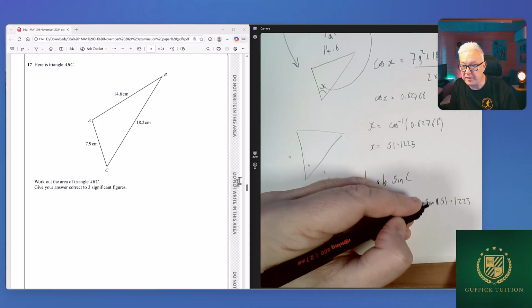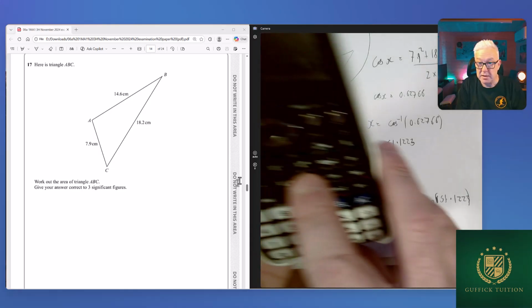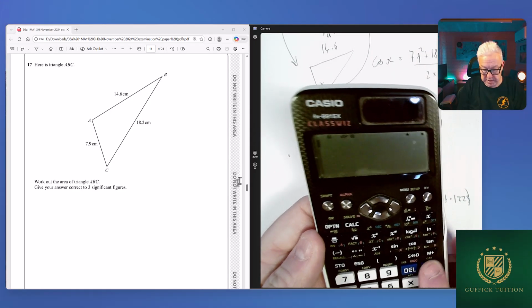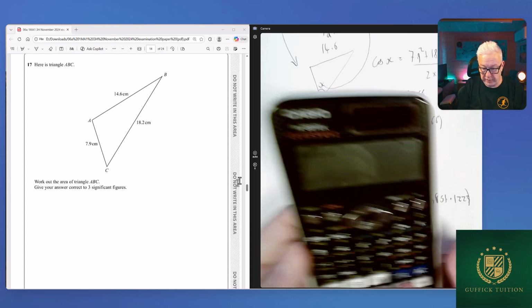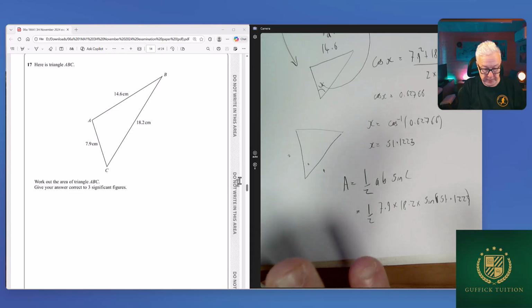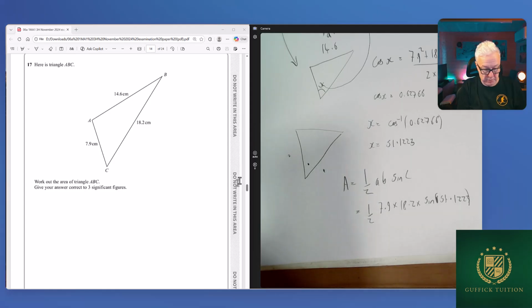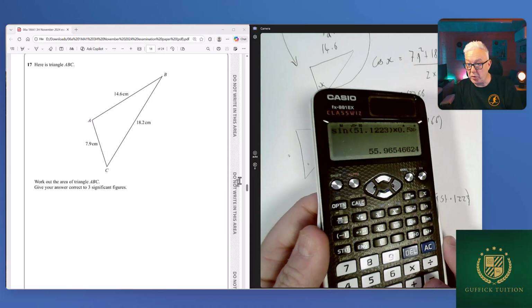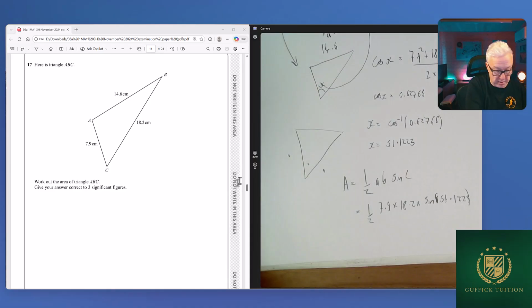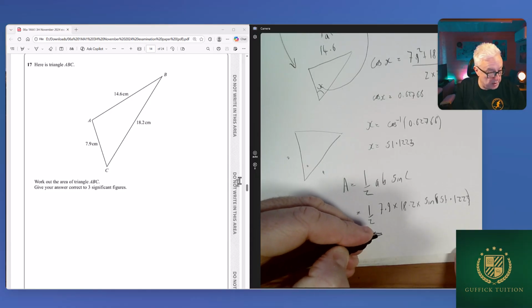51.1223. Okay, let's put that in a bracket. Okay, perfect. Right, let's put that out. So we're going to say sine of 51.1223 times 0.5 times 7.9 times 18.2, and we work that out. That gives us 55.966. Okay, so that's our area. So A is equal to 55.966.